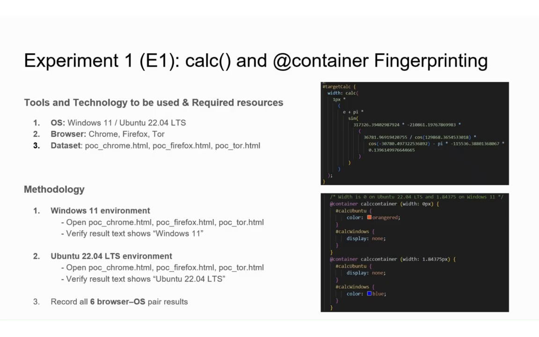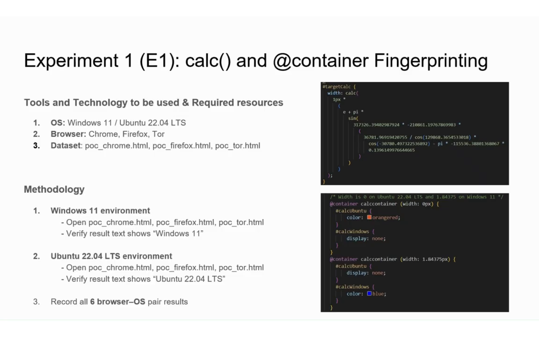Now, look at the second image below. This shows how container queries use the calc result. The container's width is set using the calc expression. In this example, the width is 0 pixels on Ubuntu 22.04 LTS and 1.84375 pixels on Windows 11.